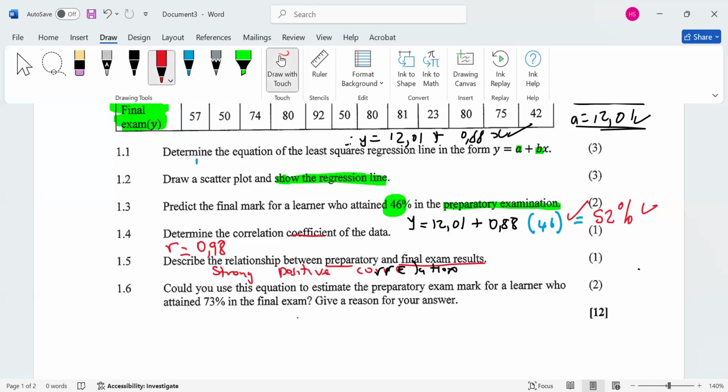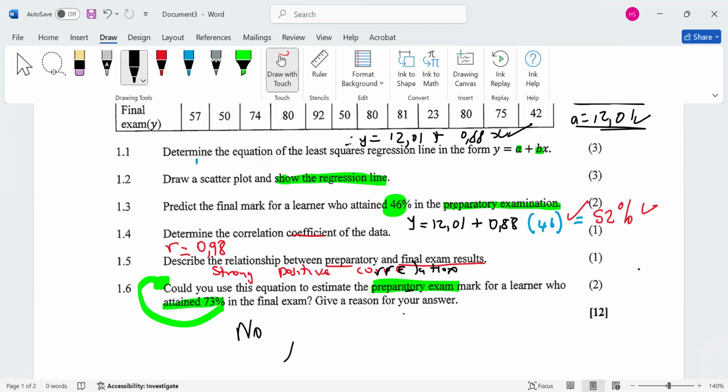Sometimes you are lazy to think. Which one comes first? The final or the preparatory exam? The trial came first. So even if a learner gets 73 in the final, I can't use the final to predict the preparatory examination, because it's gone. Could you use this equation to estimate the preparatory exam? No.